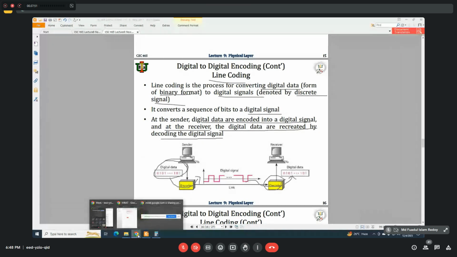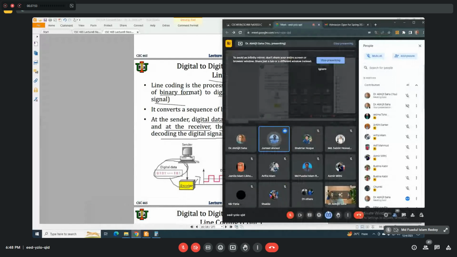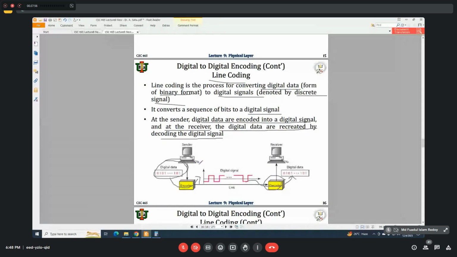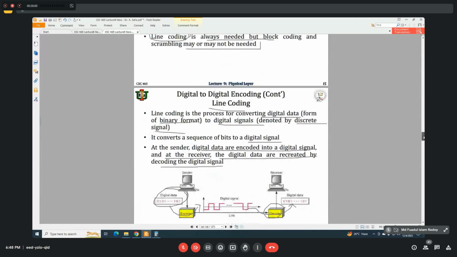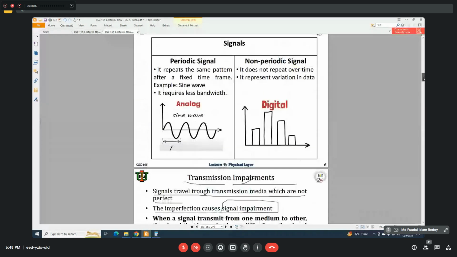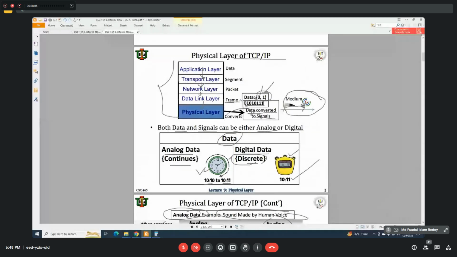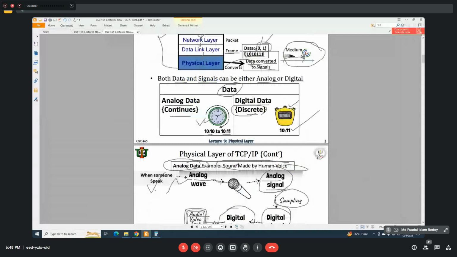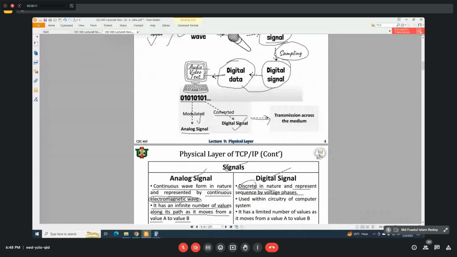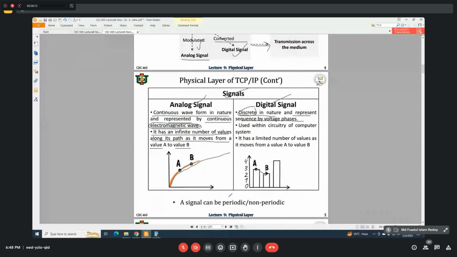Could you briefly explain what the difference between signal and data is? We have already said what the difference between data and signal is, that is what we started with. We explained analog and digital data, and analog signal and digital signal.